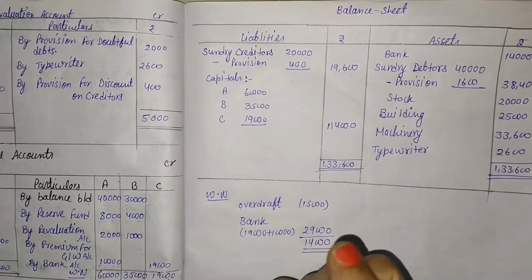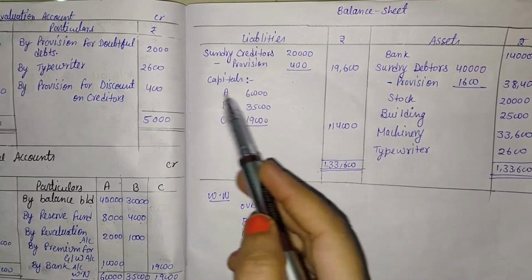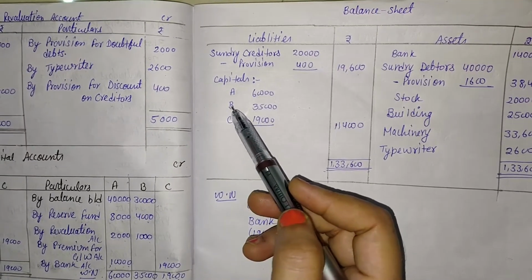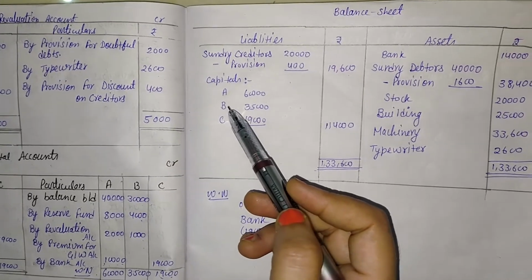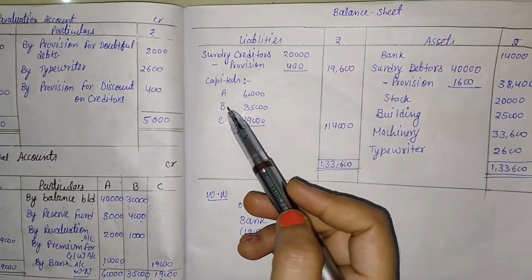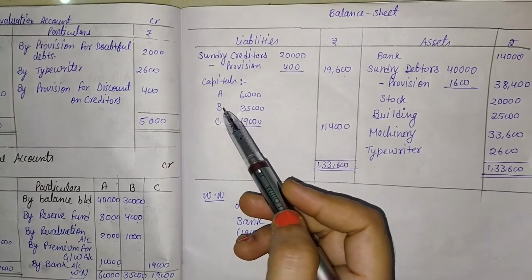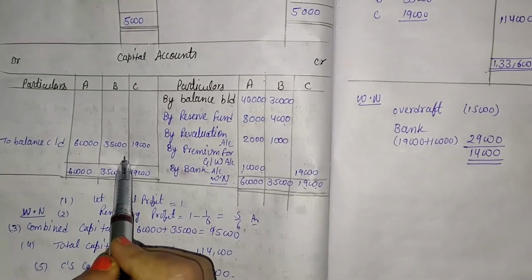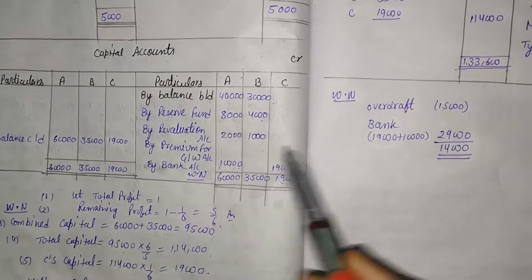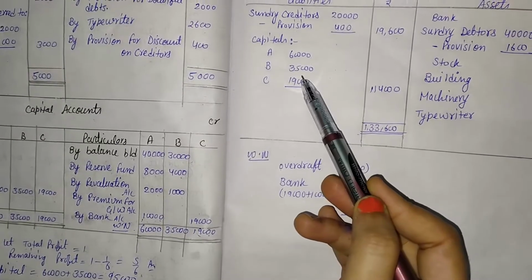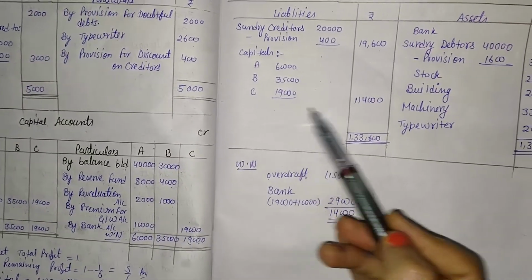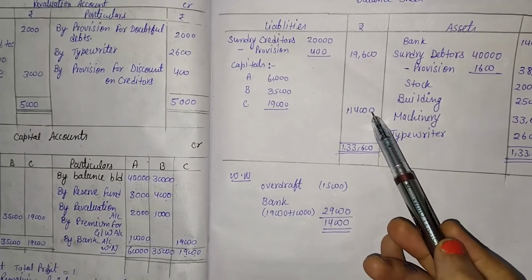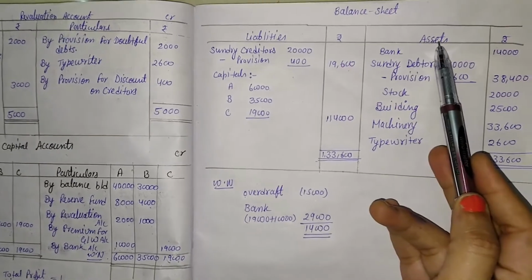Now the capital account. Before this there were two partners, A and B, but now there are three partners, and the value of capital we can take from the capital accounts. Here the capitals are rupees 60,000, 35,000 and 19,000. The total of this is 1,14,000. So come to the next side, that is the asset side.